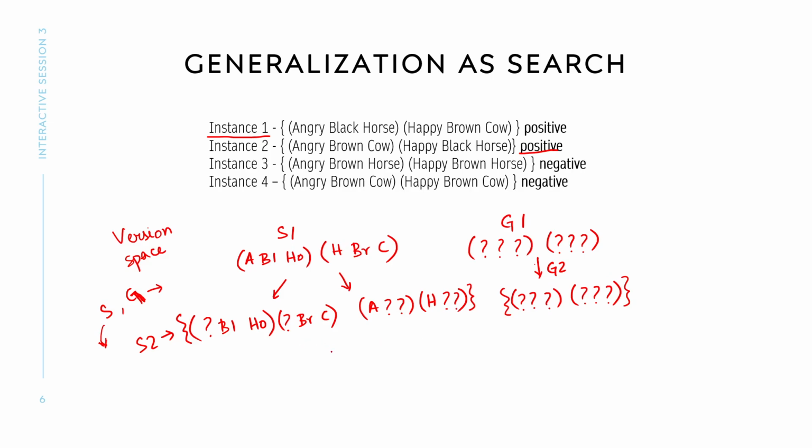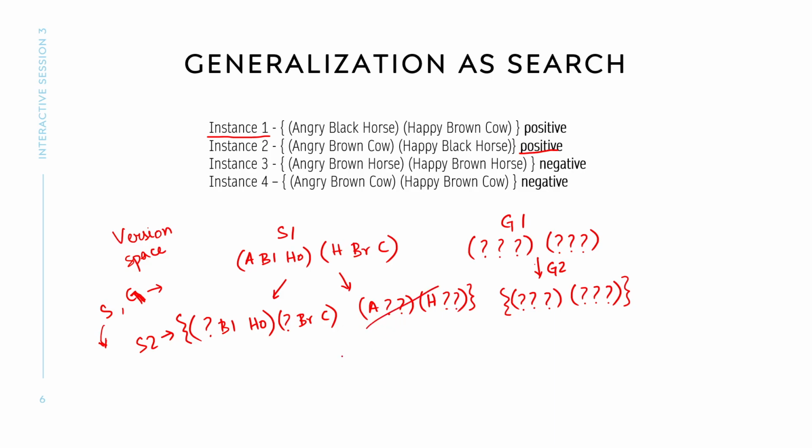Okay. Now I'll move to the next example, which is a negative example. If I encounter a negative example, then from my S set, I have to remove the generalizations which match this.